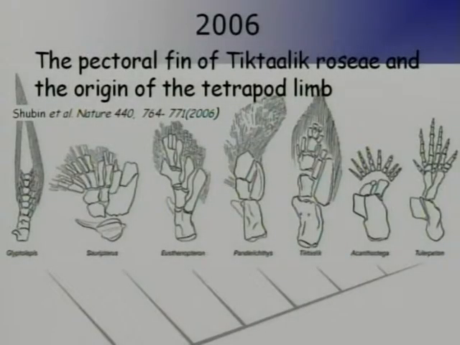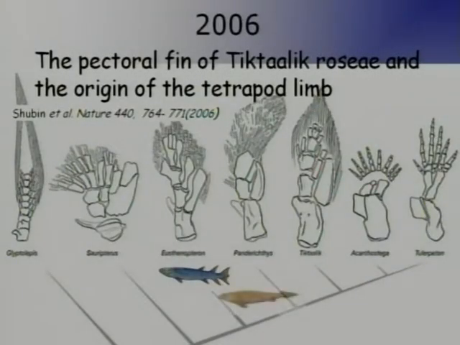So Tiktaalik was published in Nature in 2006. Here's the title of the paper, The Pectoral Fin of Tiktaalik rosei and the Origin of the Tetrapod Limb, written by Shubin and his colleagues in 2006. And they produced some interesting work, and it's a nice diagram of their evolution of the tetrapod limb. In fact, the front limb, because we're talking about the front fin, the pectoral fin.